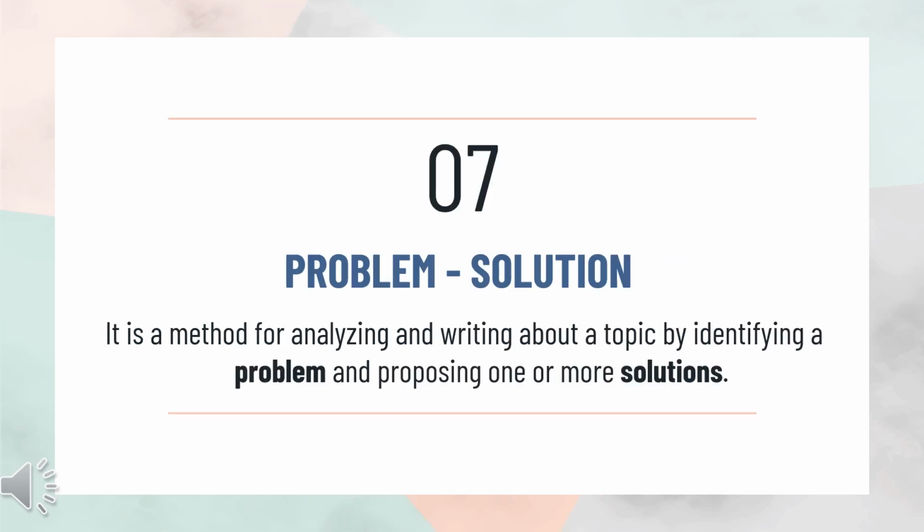Number 7, we have problem solution. Here, in problem solution, you can say that it is a method for analyzing and writing about a topic by identifying a problem and proposing one or more solutions. If you still remember the academic paper that you did last semester, which is the concept paper, you can say that somehow it is related with this technique, problem solution, wherein at first we have to identify what would be the problem. And then after identifying the problem itself, you're going to propose one or more solutions to solve that problem. And that is under problem solution.